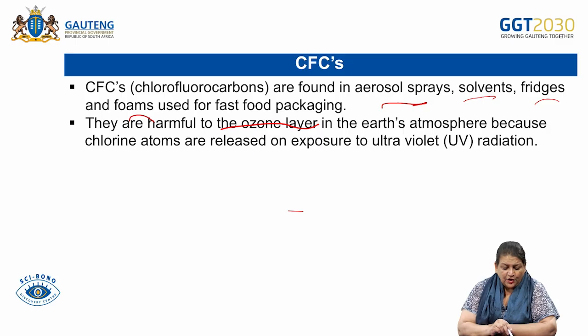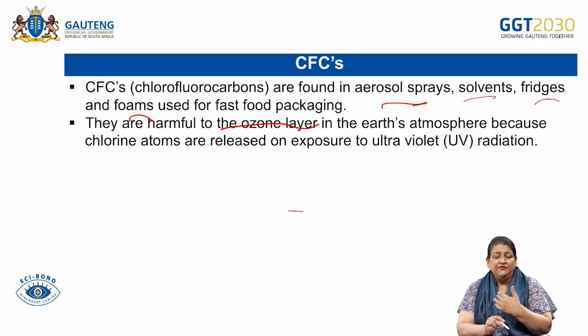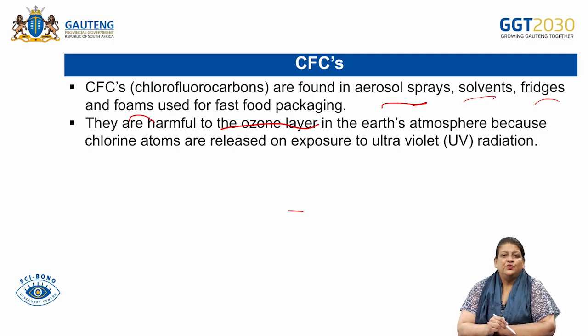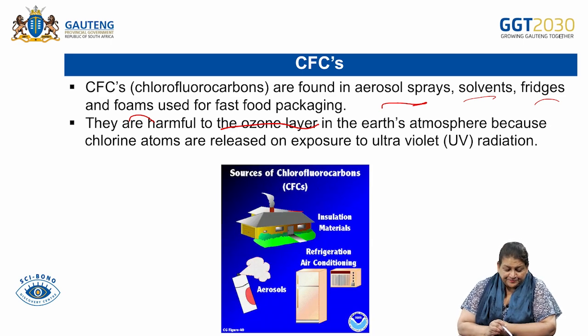They are harmful to the ozone layer in the Earth's atmosphere because the chlorine atoms are released on exposure to ultraviolet radiation. In other words, if the ozone is found below the Earth's atmosphere, then it's very harmful because it will allow the ultraviolet light to come through, and it's going to be very hot, and that can cause cancer. Here is a little diagram showing the sources of chlorofluorocarbons: the smoke from burning fossil fuels, your refrigerators, your air cons, your aerosol sprays, and even some paints.